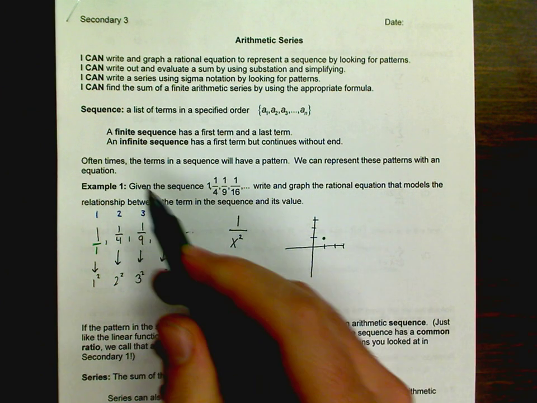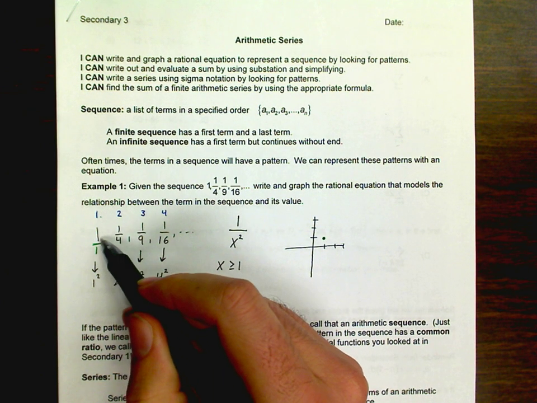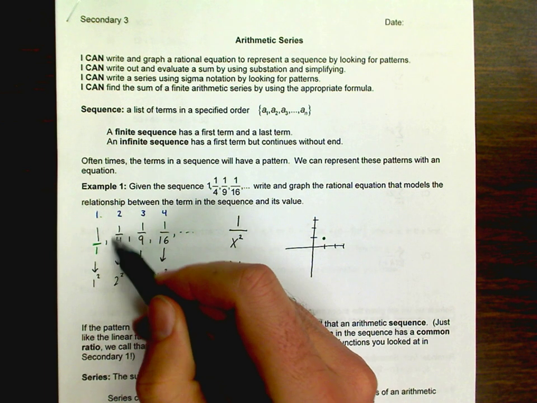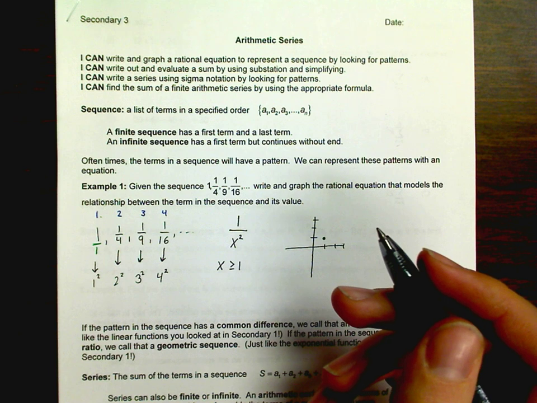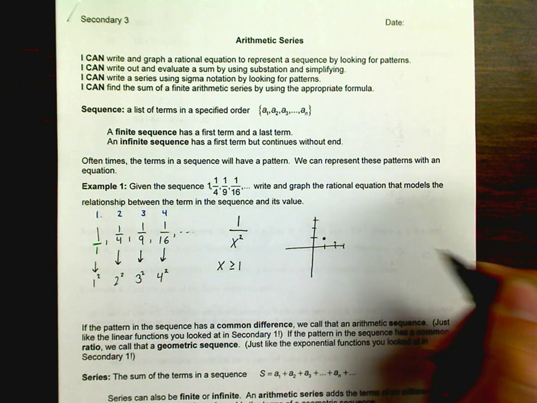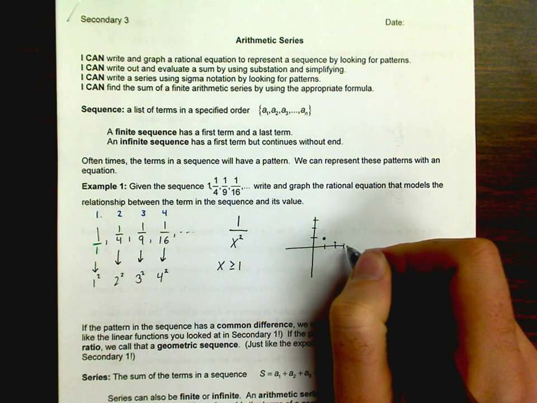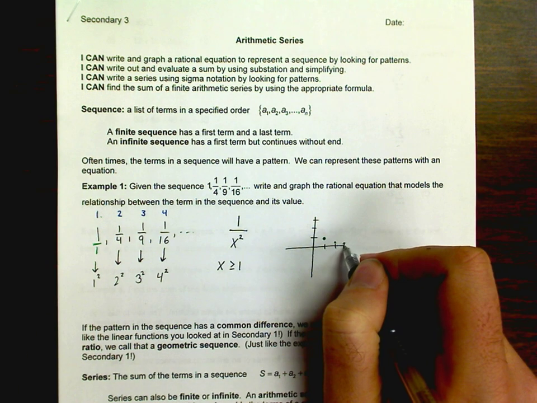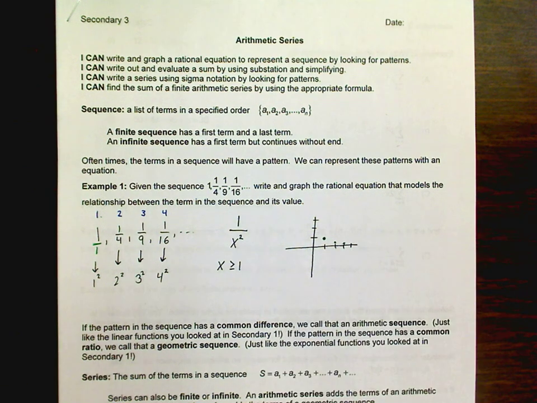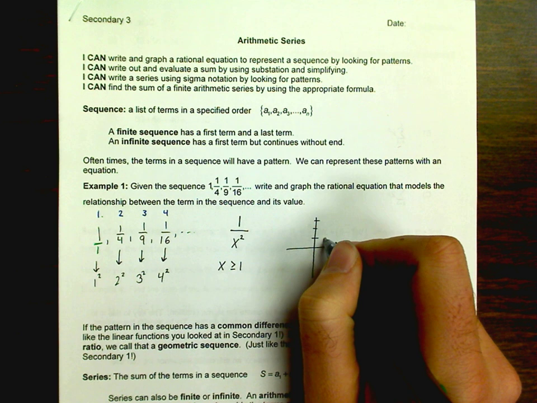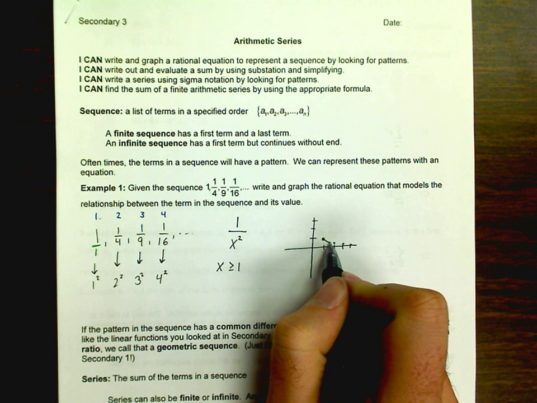When x is 1, the value of this fraction is 1. When x is 2, the value of the sequence is 1/4. So, yeah, good luck putting that one in there. And then 1/9 at 3, yeah, and 1/16 at 4. So, this thing when you graph it, it's not the best.